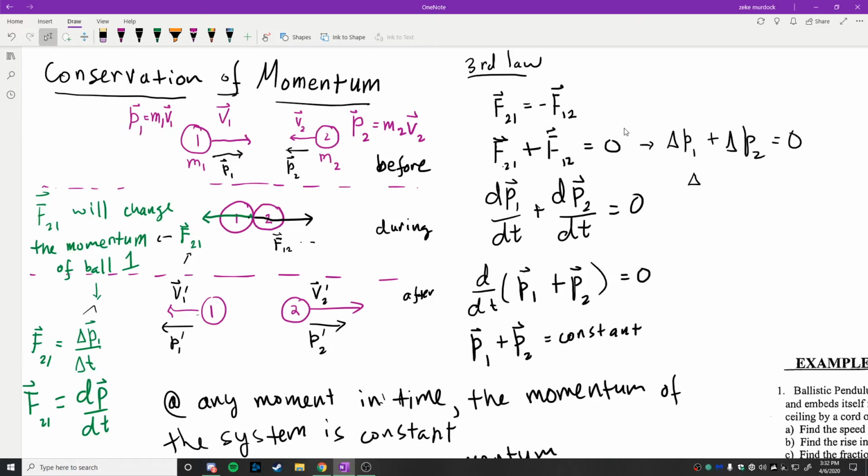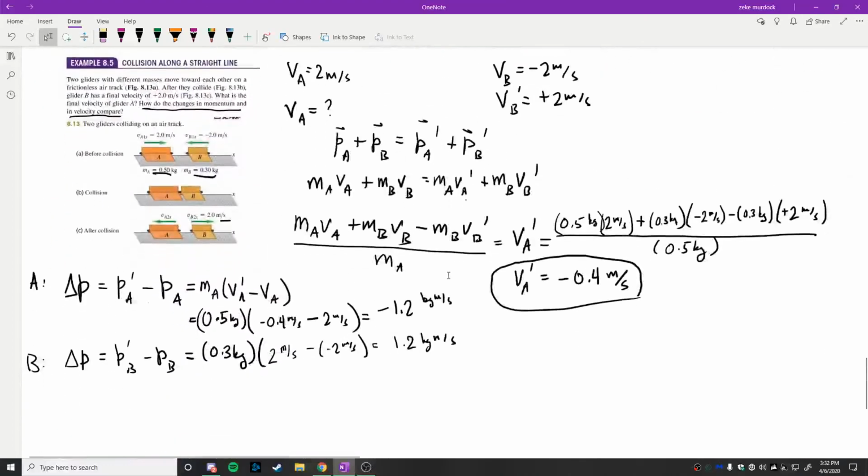And then that tells you that the change in momentum for one ball is equal to the opposite of the change in momentum for the other ball. That's what I was getting ready to write earlier, and then I started to realize that we could do it with derivatives because this is calculus class. But anyway, so there's your change in momentum.